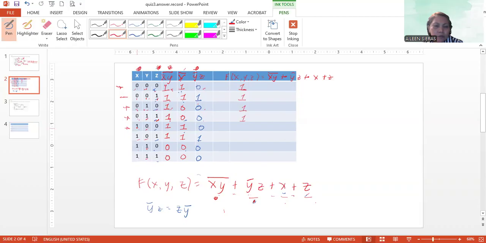Next row, 1, or 0, or 1, or 0. 1. Next row, 1, or 1, or 1, or 1. So it's equal to 1.